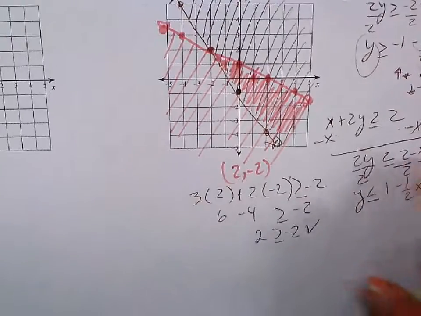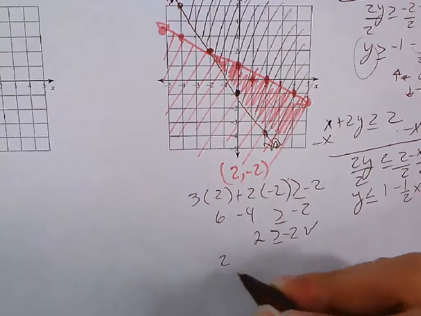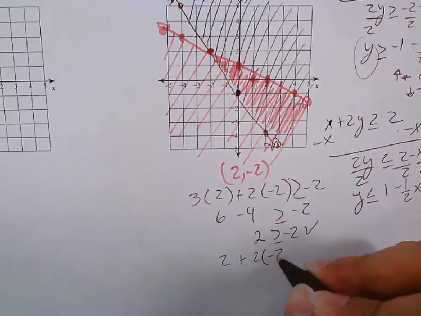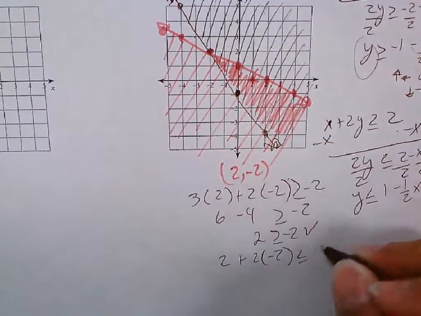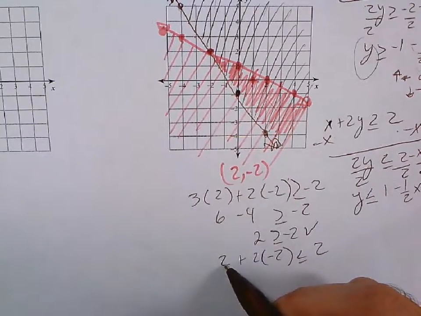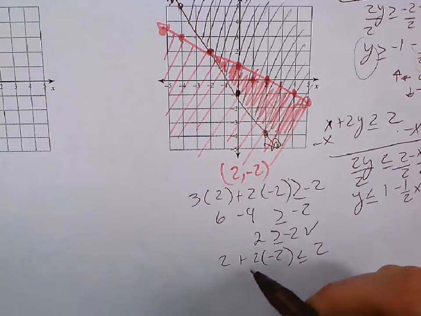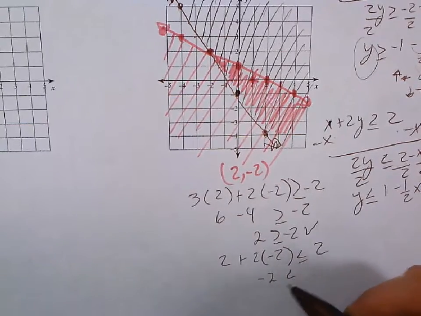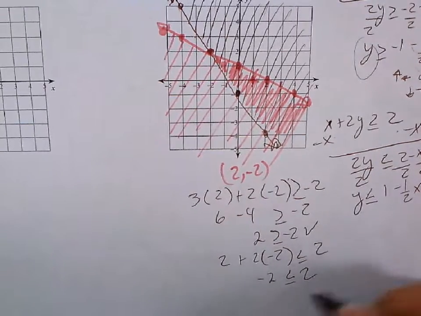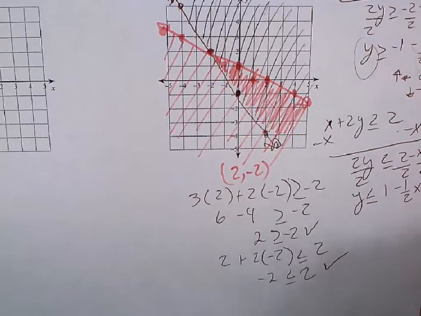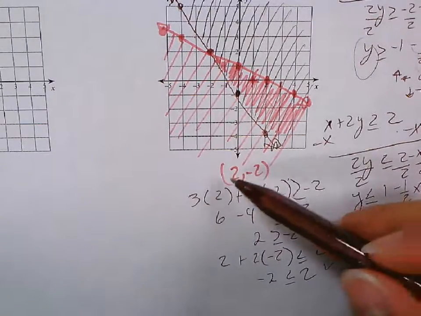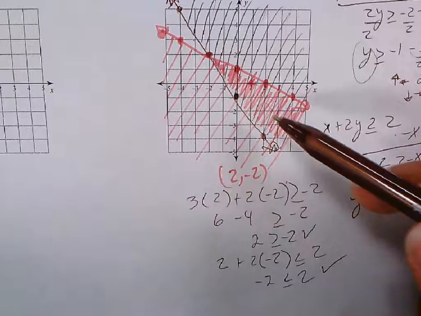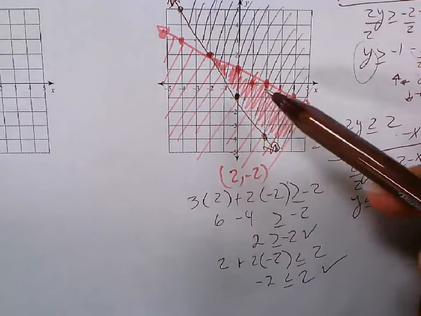And I'm going to check my second inequality, which will be 2 plus 2 times negative 2. Is that less than or equal to 2? This is 2 minus 4, which is negative 2. Negative 2 is less than 2, so it works for both. Therefore, 2 comma negative 2 is inside my solution set.